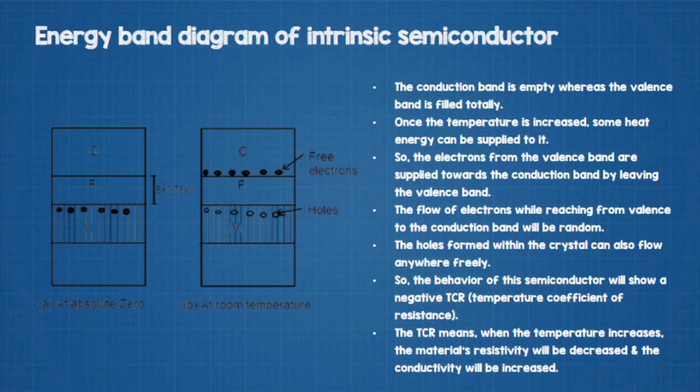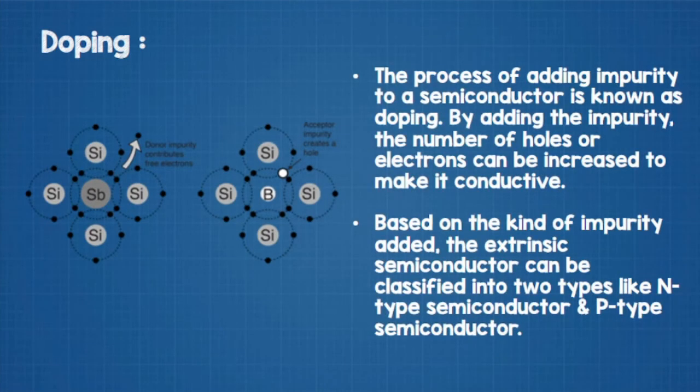Before moving to extrinsic semiconductor, we have to know about an important topic called doping. What is doping? The process of adding impurity to a semiconductor is known as doping. By adding the impurity, the number of holes or electrons can be increased to make it conductive. Based on the kind of impurity added, the extrinsic semiconductor can be classified into two types: N-type semiconductor and P-type semiconductor.